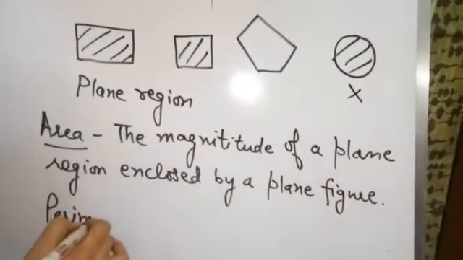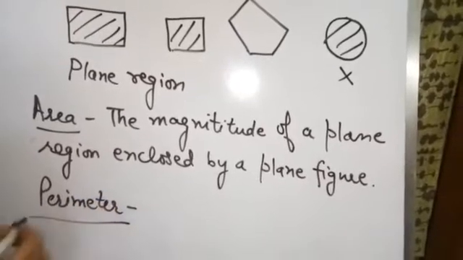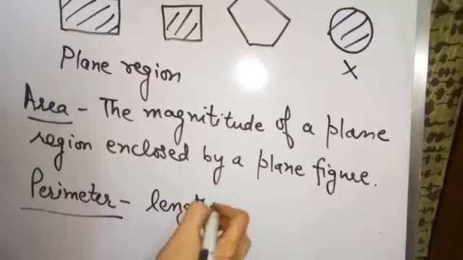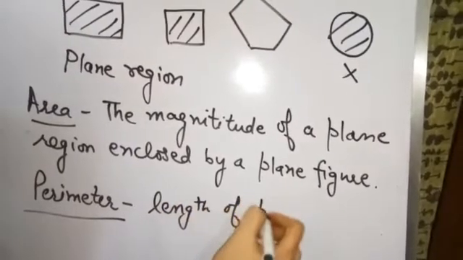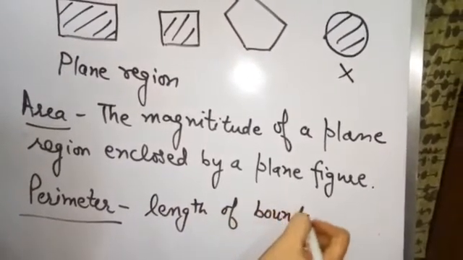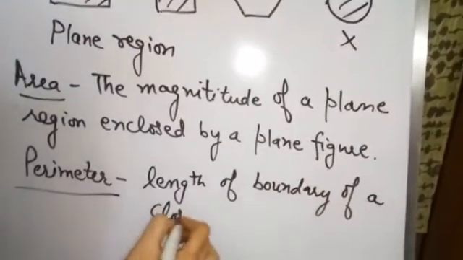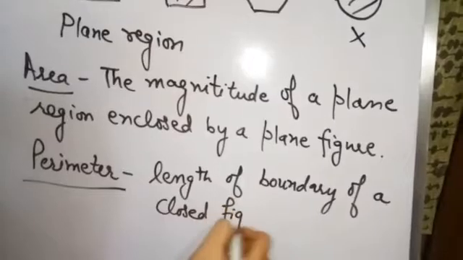What is perimeter? As we all know, the perimeter is the length of the boundary of a closed figure. Length of the boundary of a closed figure, that is called its perimeter.